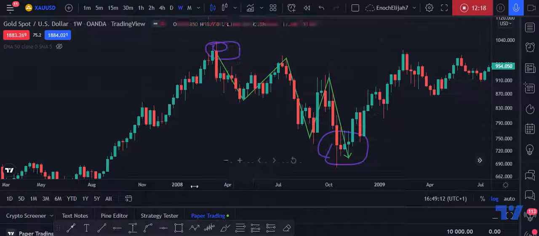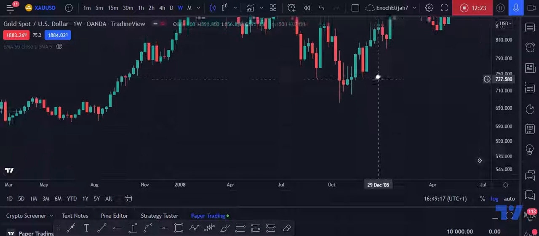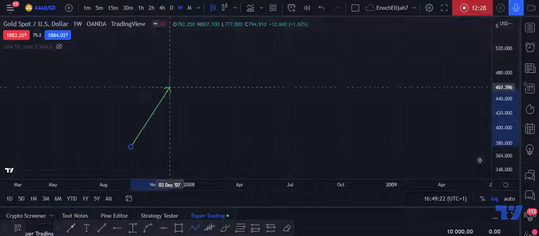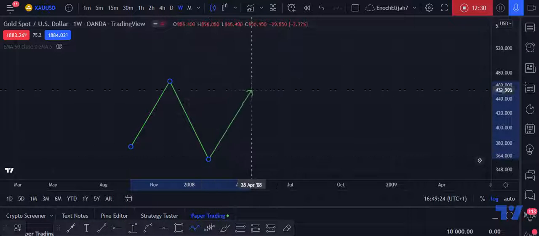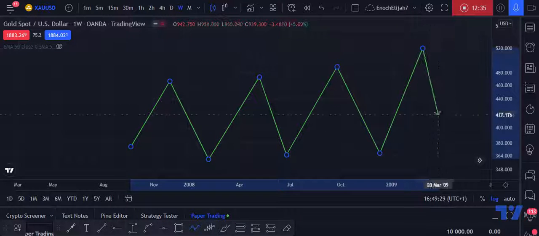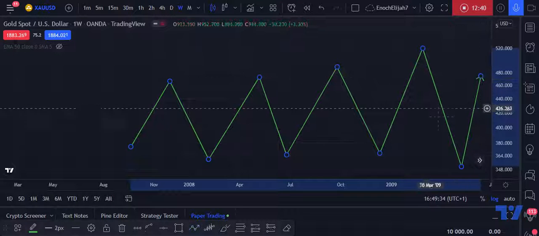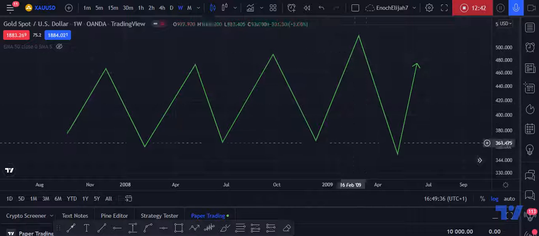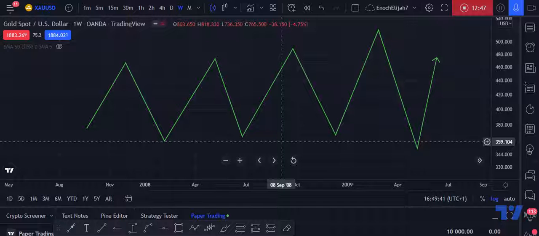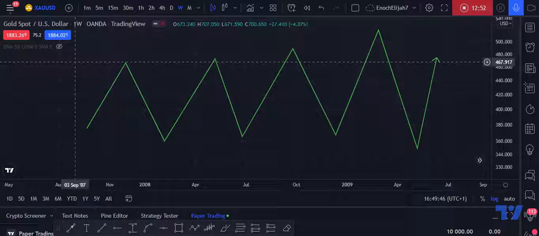So let's go to a ranging market. Now, in a ranging market, you have what we call almost equal highs and almost equal lows. Something like this. This is how a ranging market always looks. It's not really going up or going down. It's just moving like a zigzag in a zone. So this is a zone now.